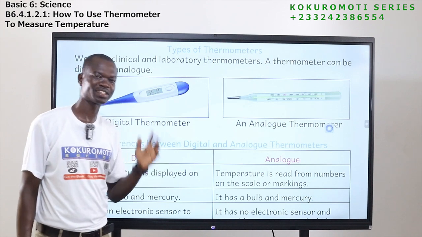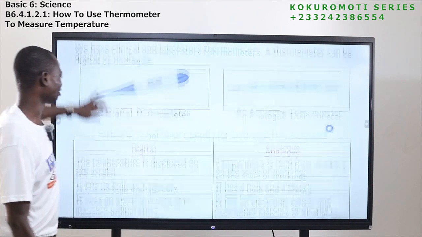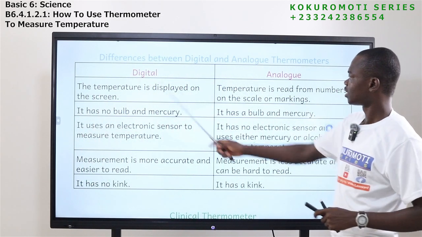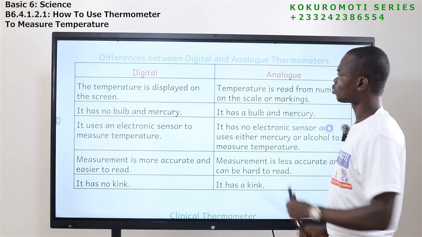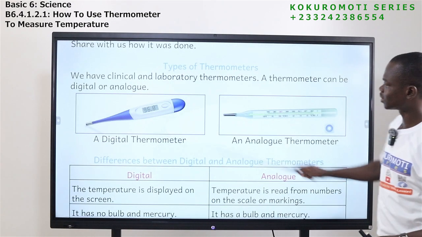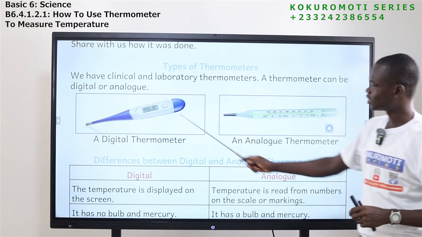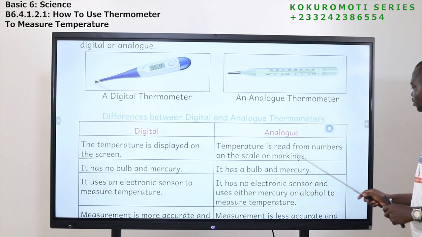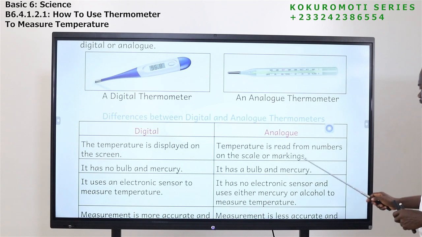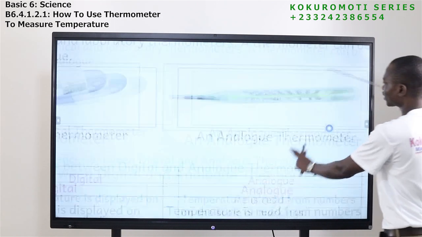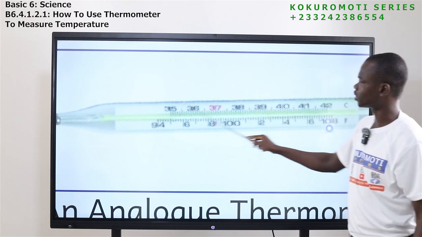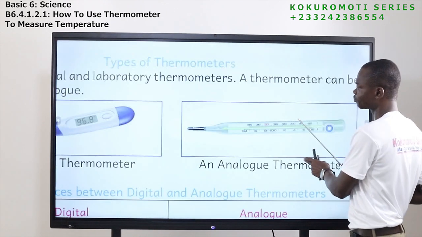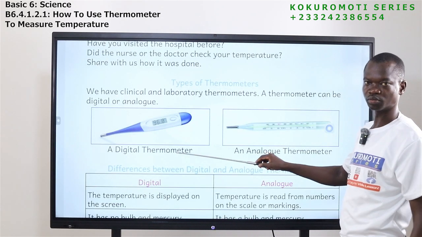Now let's look at the difference. What's the difference between digital and analog thermometers? With the digital thermometer, the temperature is displayed on the screen. So you see the temperature here. But with analog, the temperature is read from numbers on the scale or markings. So here are the scale or the markings. Let me show it to you. You see the numbers on top here. So you will take your time to read it. But this one, it will be displayed for you.